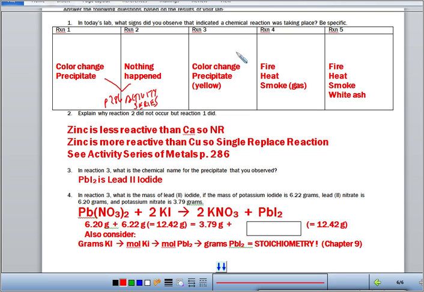Okay? Now here, reaction 3 is where we took the lead nitrate and combined it with aqueous potassium iodide.